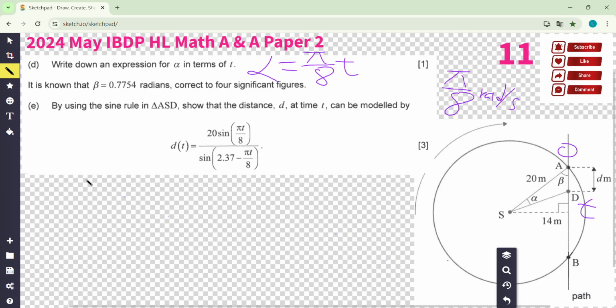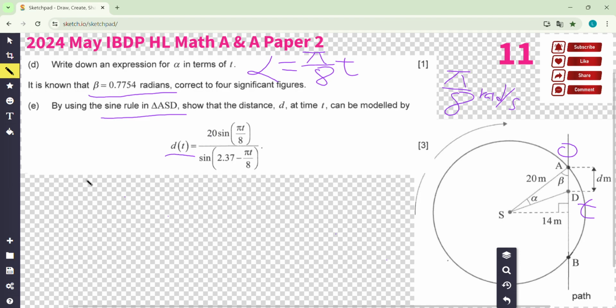Actually, it's suggested down there. If you don't know, look down there. Maybe you got some hints. Next part, you got the angle. The angle of beta is this radian. And then consider the sine rule in triangle ABD. Find out the formula for the distance d.